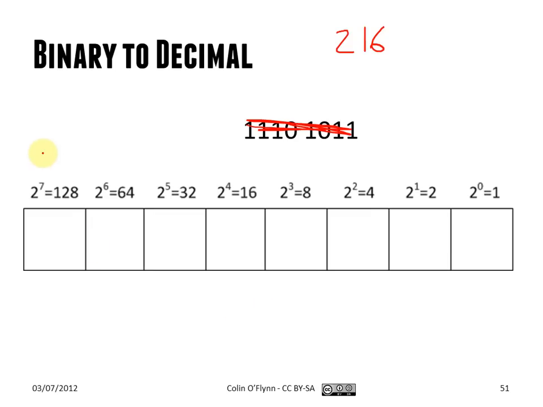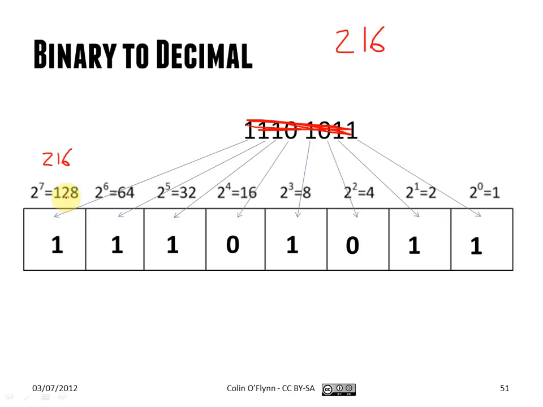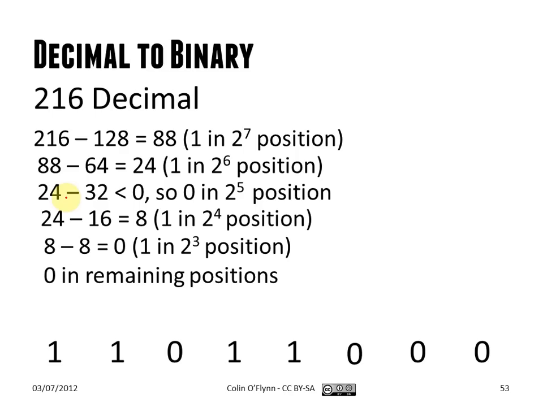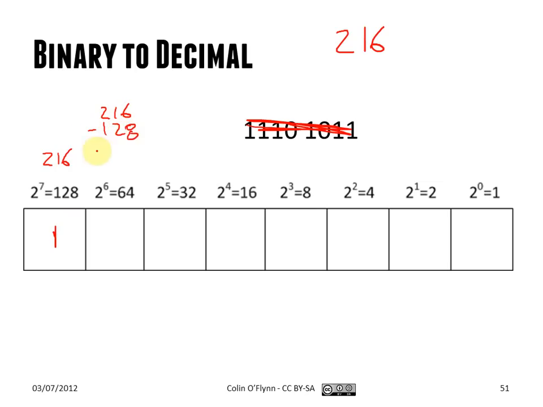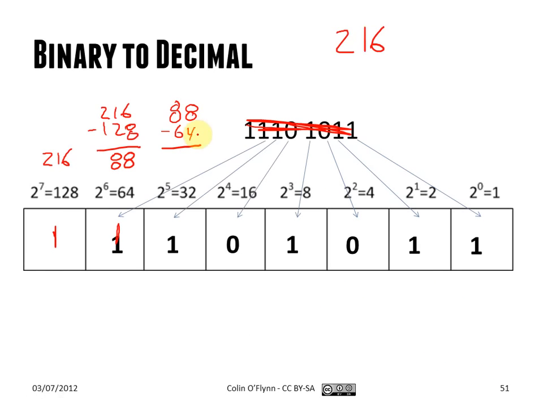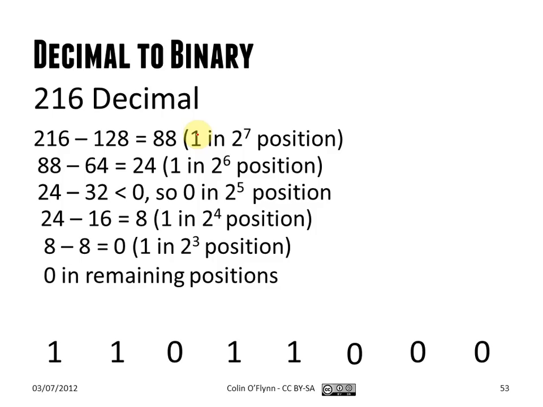So you say, 216, does it fit within 128? In this example, it does, so you put a 1 in that position. 216 minus 128 is equal to 88. Then you say, is 88 greater than 64? The answer is yes, so we put a 1 in this position. Then we go 88 minus 64, what does that equal? And you just keep doing that, going through each possible position.